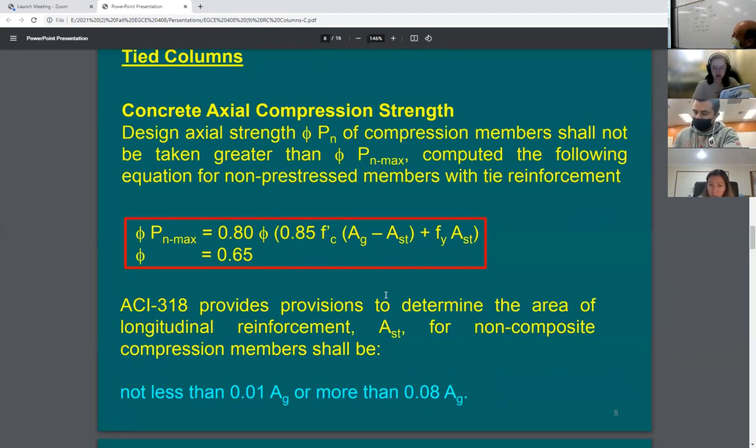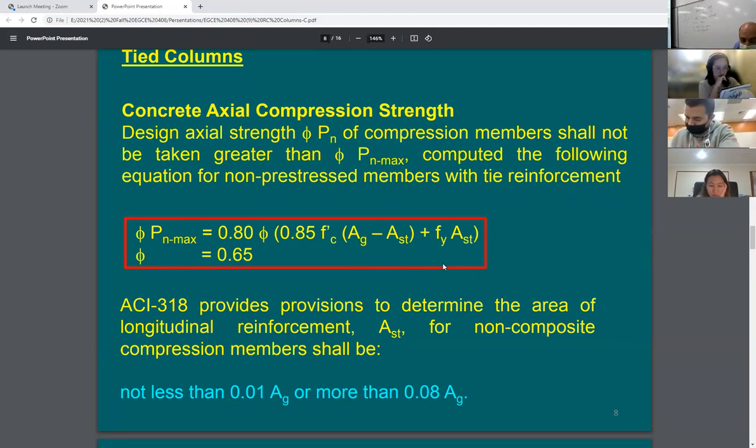The ACI code says the amount of steel here has a minimum and a maximum, very similar to what you used to have in beams. In beams, we have a minimum, right? Do we have a maximum in beams? In the very old codes, we used to have a max, but not anymore. We stopped it. They say you don't really need a maximum, but we're going to play here with the phi factor. When you put lots of reinforcing, your phi factor is going to drop down.